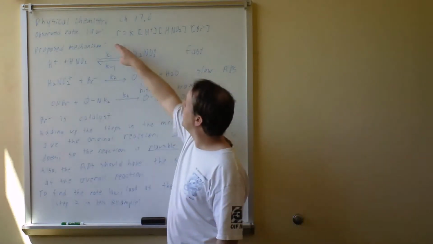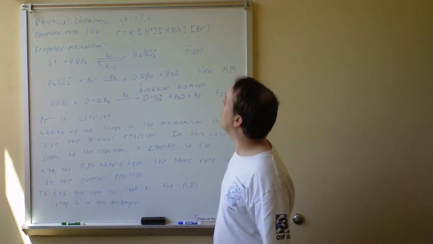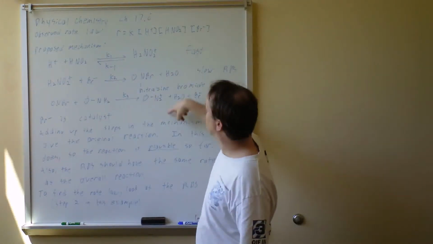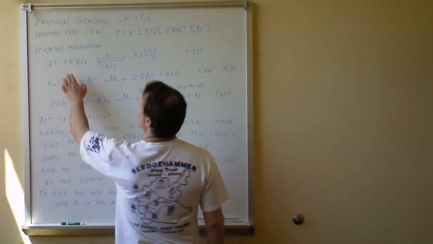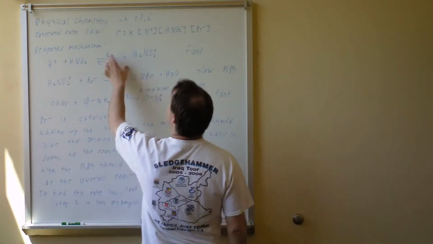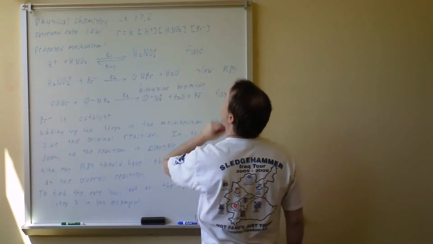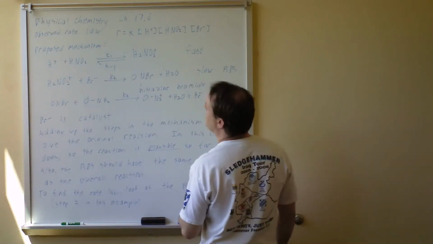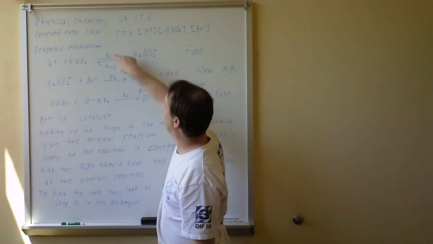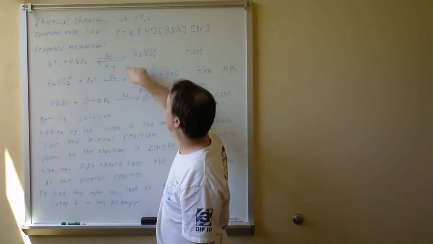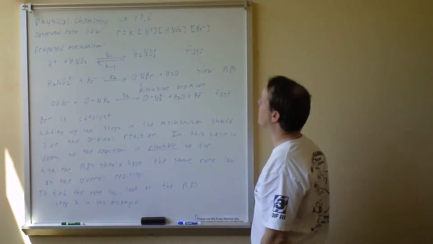So this is the proposed mechanism to try to explain this rate law. So the first step, going top to bottom, we're going to take H+ and HNO2, and it's going to be in equilibrium with H2NO2+. And we're going to say this is a fast reaction. Notice you have two rate constants, k1 for the forward reaction, and then k-1 for the reverse reaction.